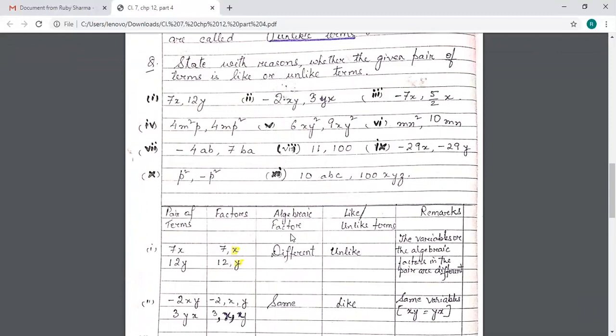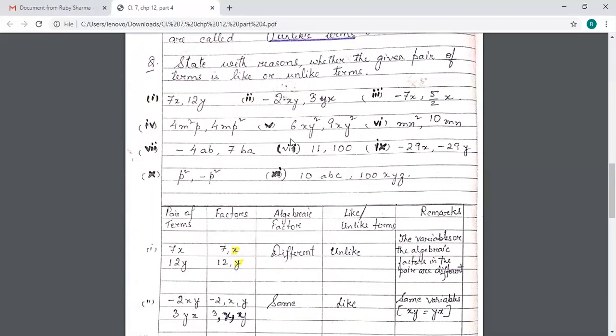Now, algebraic factor. What is the algebraic factor here? Here it is x, here it is y. So they are not same. They are different. So they are what? 7x and 12y will be unlike terms. Okay. So the variables or the algebraic factors in the pairs are different. So here you have written the definition, you have written they are unlike, why unlike, you have written everything in this table form.